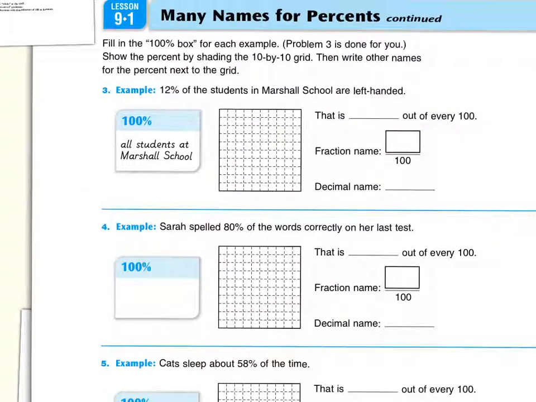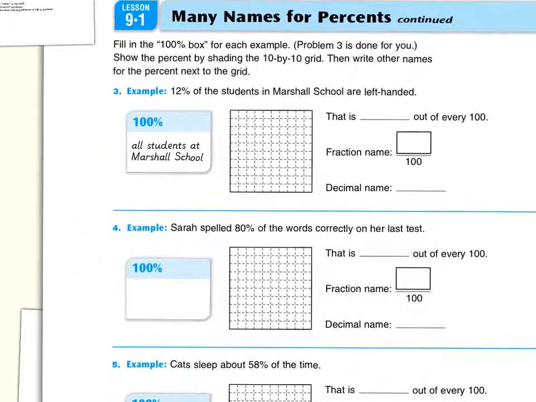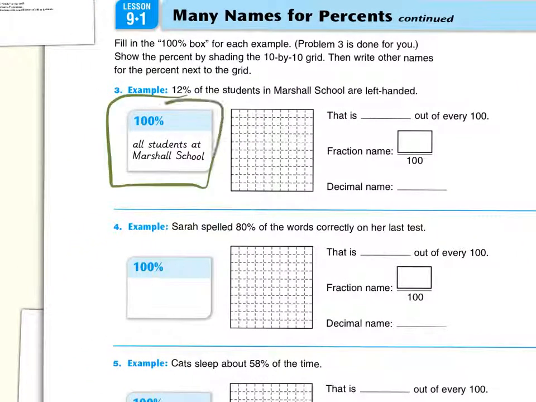Alright, so on the next page, page 249, this is the same thing we just did, but it has examples already in there for you. So let's do the first one together. It says 12% of the students in Marshall School are left-handed. So our 100% would be all of the students. Okay? All of the students at Marshall, not just the people that are left-handed. Okay? So you would fill in 10, and then 2 more to make it 12.